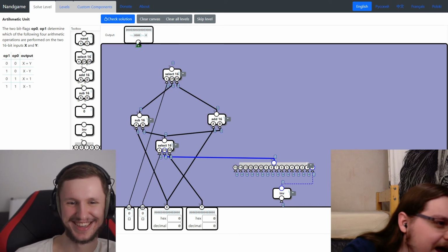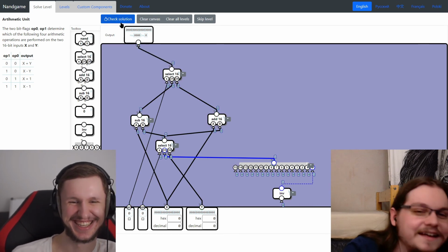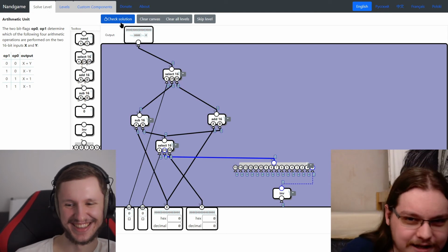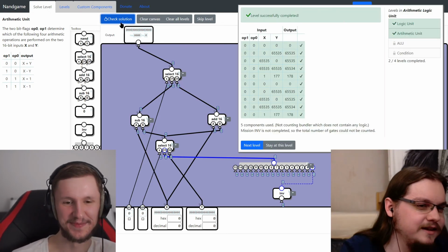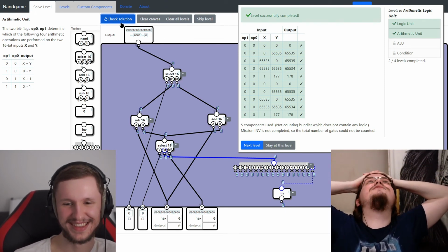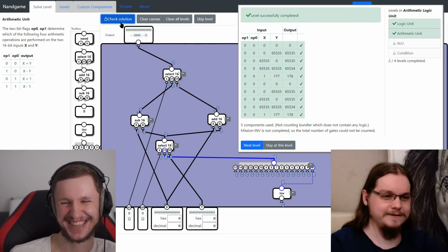Oh! I love this. This is like forgetting to put a semicolon at the end of your code in Java or something, and then it just doesn't run. Yes. This was the stupidest mistake someone could have made.